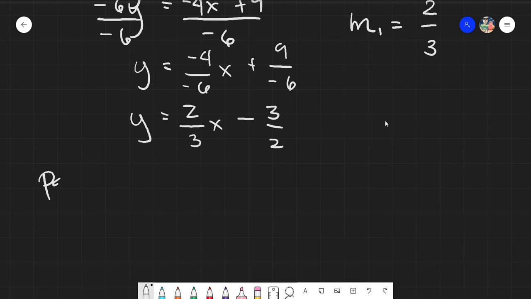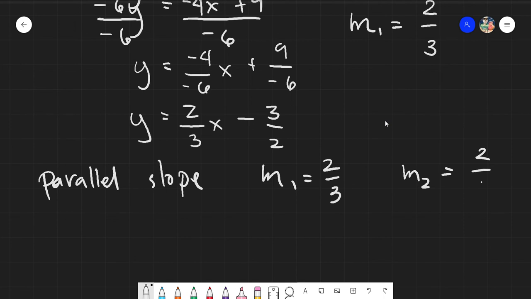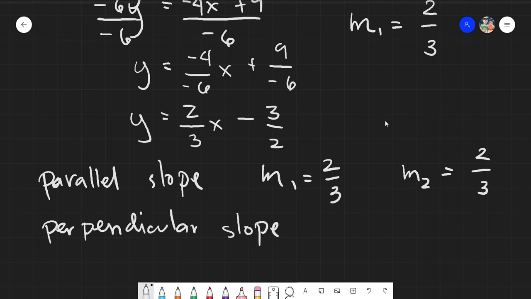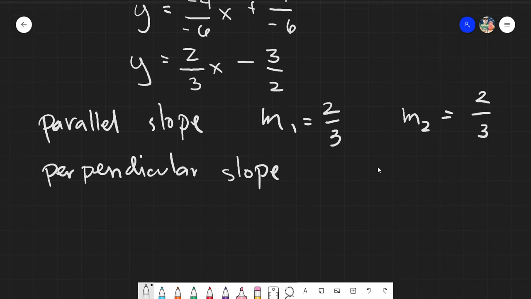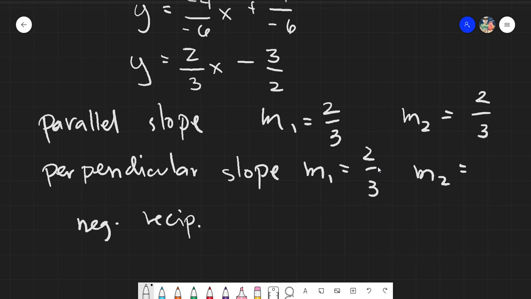To make everything easier, let's now find the parallel slope and the perpendicular slope. For the parallel slope, m sub 1 is 2/3, therefore m sub 2 must also be 2/3, because parallel slopes are equal. For the perpendicular slope, m sub 1 is 2/3, so our slope m sub 2 must be the negative reciprocal. The negative reciprocal of 2/3 is negative 3 over 2. Therefore, our slope for this one is negative 3 over 2.